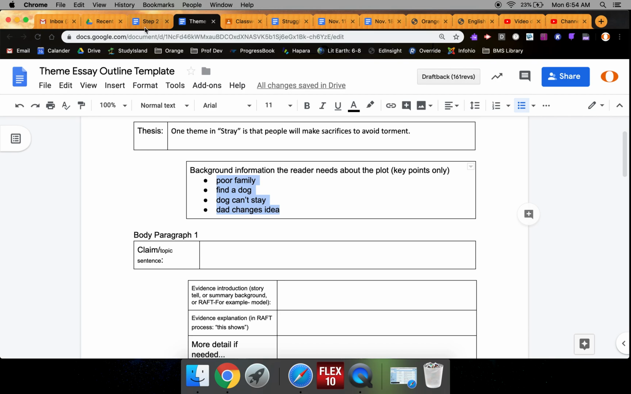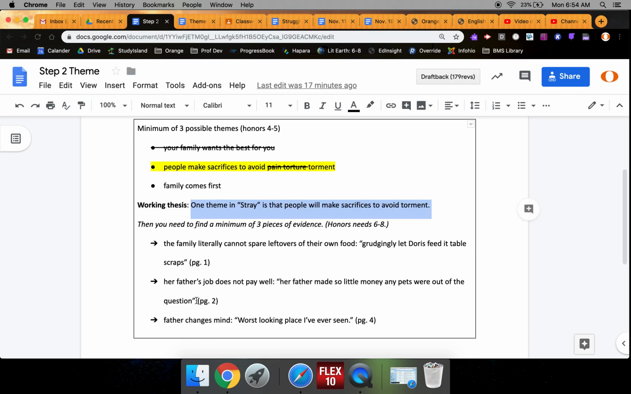So if I look back at my evidence and I look at the order, page 1, page 2, and page 4, I should probably start with page 1 because I want to go in order. Some people like to make their argument from weakest to strongest, and that's fine. But for this paper, I'm going to go in the order it appears in the book. Page 1, page 2, page 4. I'm going to start here.